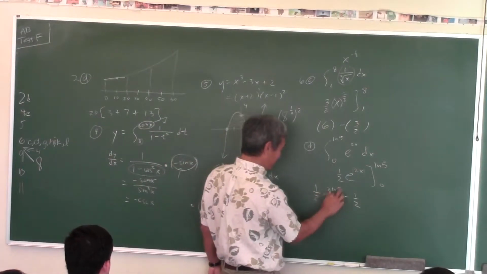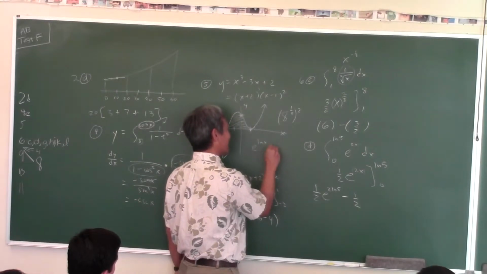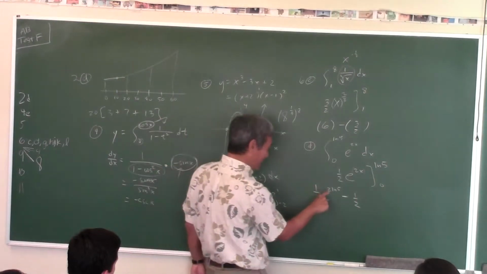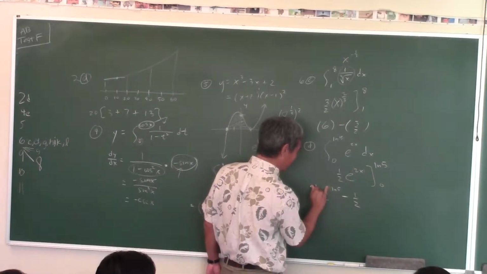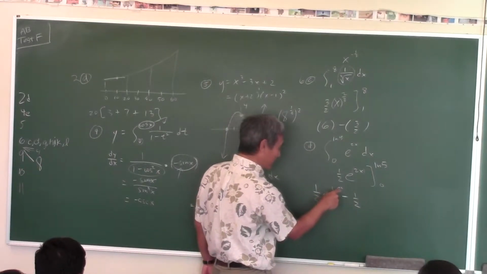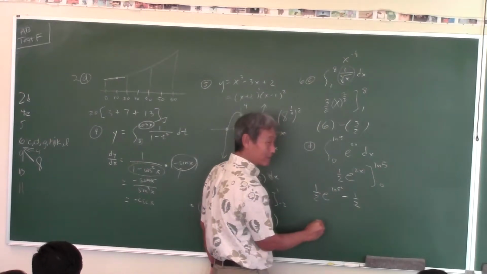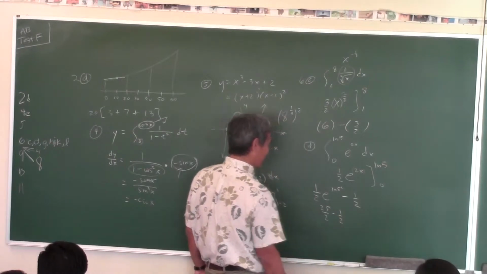How do you simplify something like this? Everybody knows e to the natural log banana is banana, right? So you've got to make it look like that. So I have to get rid of this 2. Well, if you have a logarithm, what can you do with this 2 in the front? Put it up as the power. So e to the natural log banana is just banana, which is 25, right? So this is 25 halves minus 1/2. I think you can take it from there.